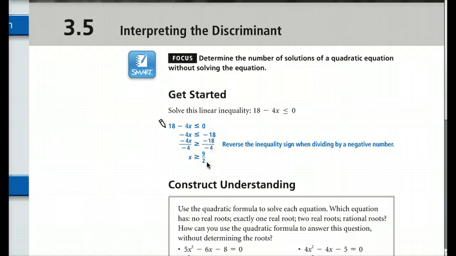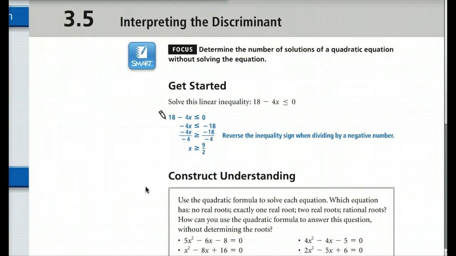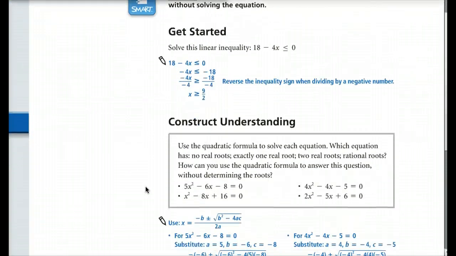Actually, in a different way, if you want to avoid dividing by a negative number, you can do it this way. You can add 4x in the first place. So 4x will disappear from the left side, and then will appear on the right side. So you get 18 less than 4x. If you then divide by 4, you don't have to reverse the inequality sign, and you get exactly the same answer. So if you can do this, then we shouldn't have a problem.